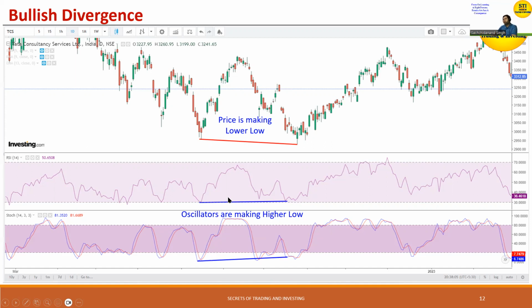So if the RSI or stochastic value is making a minimum equal, or the current low is higher than the previous low, this kind of phenomenon will be called a divergence. Okay. And why is this happening?